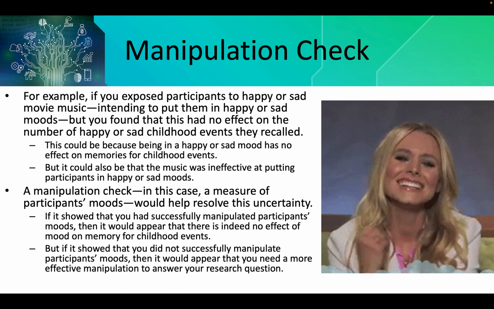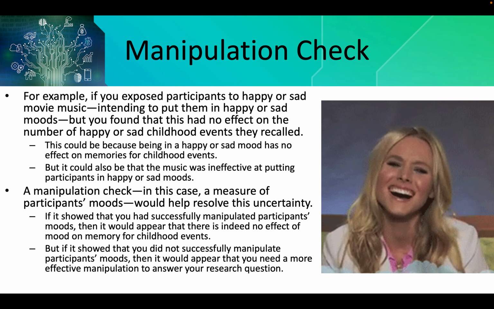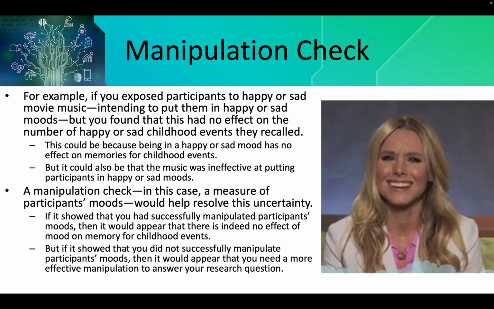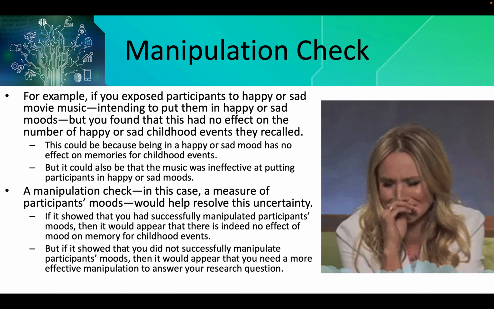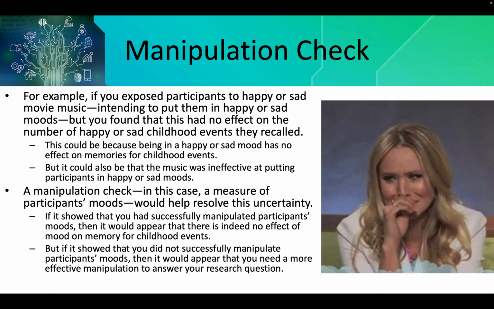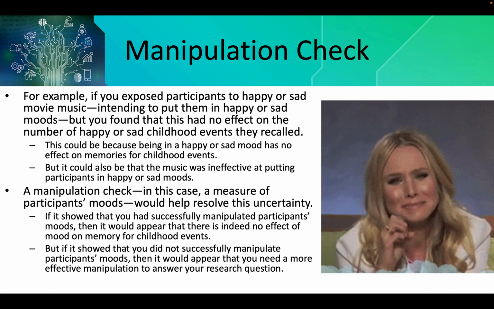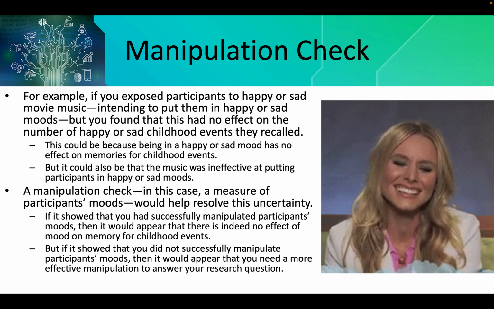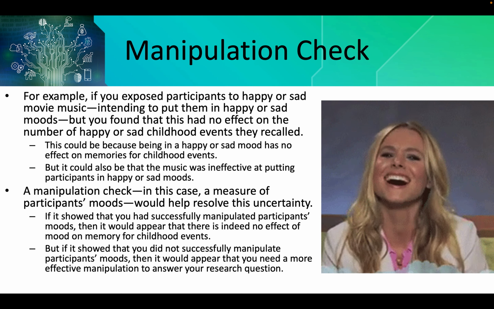For example, if you expose participants to happy or sad movie music intended to put them in a happy or sad mood, but you found that this had no effect on the number of happy or sad childhood events they recalled, this could be because being in a happy or sad mood has no effect on memories for childhood events. But it could also be that the music was ineffective at putting participants in happy or sad moods. That's the point I was just trying to make. A manipulation check, in this case a measure of the participants' moods, would help resolve this uncertainty.